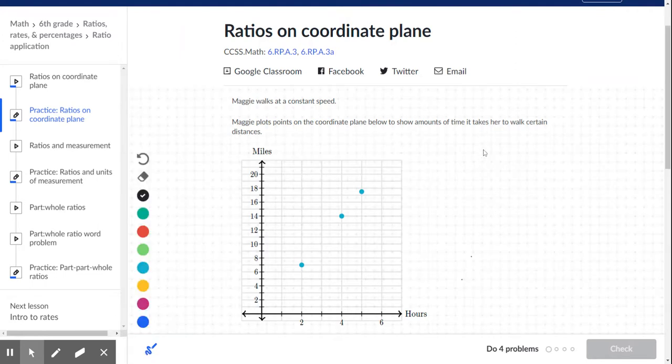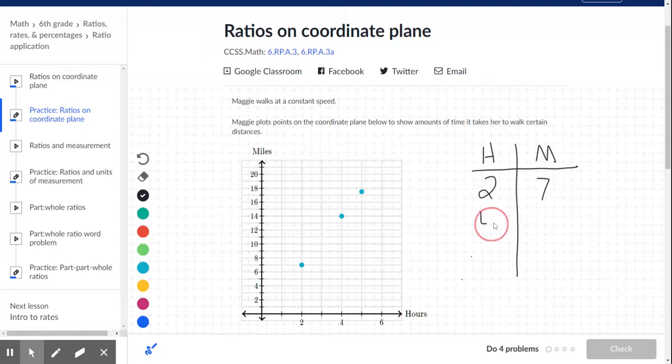So I know that we are comparing her hours, so I'm going to put an H for hours, to her miles. When I go across to the hours, for 2 hours, she was able to walk 7 miles. So 2 hours went with 7 miles. If I go over here, I see that 4 hours, she was able to walk 14 miles. So 4 hours, she walked 14 miles.